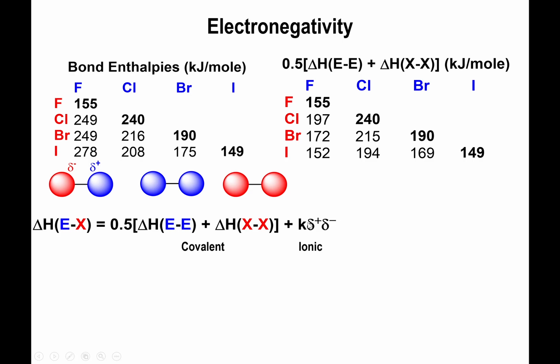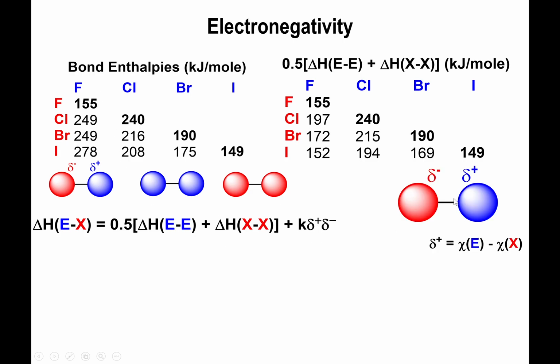And so this ionic term that I'm including, including a constant, has to account for the fact that the actual bond enthalpies of the elements are higher when you start combining fluorine with chlorine, or bromine with chlorine, or iodine with fluorine. And the ionic contribution, you could look at it this way. Now, here's where the electronegativity comes in.